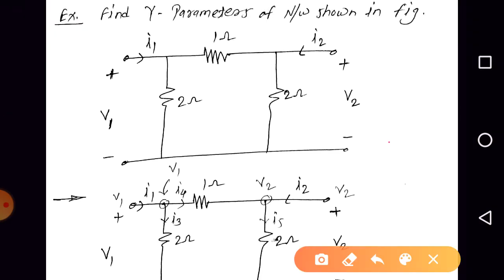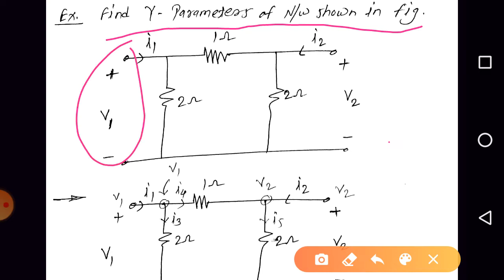Find the Y parameters of the network shown in the figure. First thing is, this is a two port network. V1 and V2 are the port voltages and the port currents are I1 and I2. Our task is to find the Y parameters of this two port network.